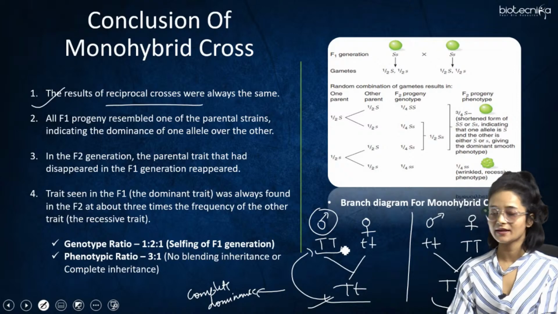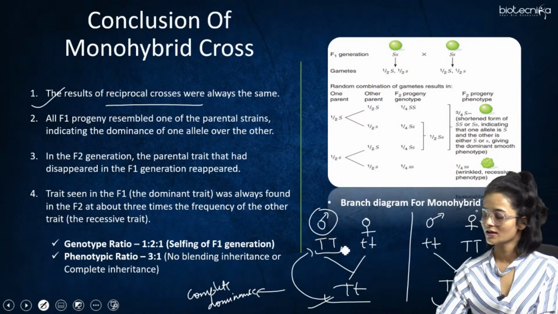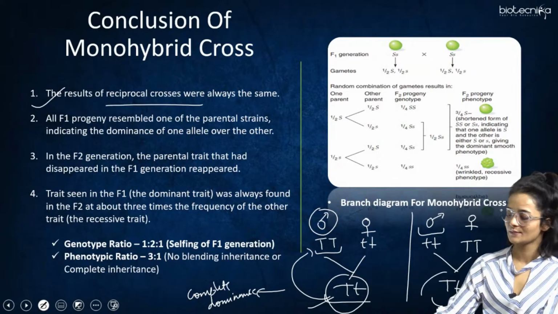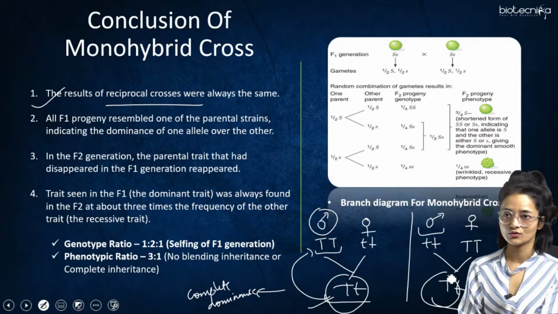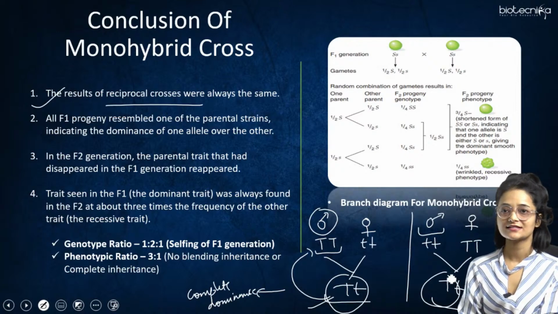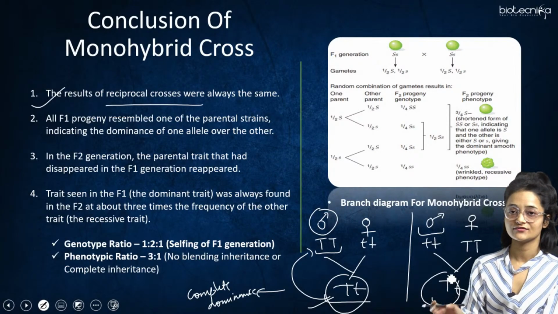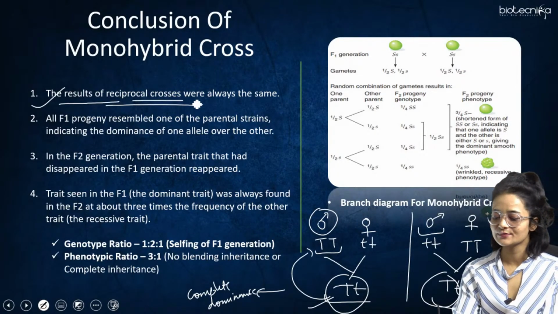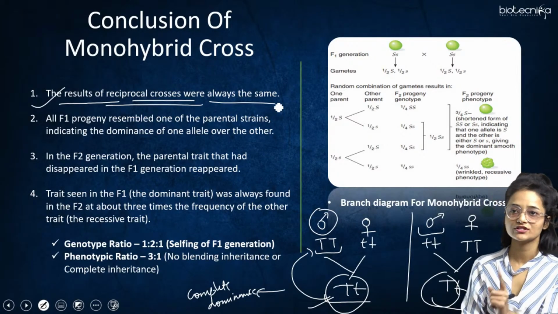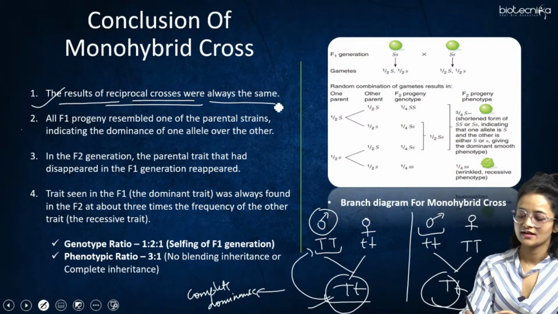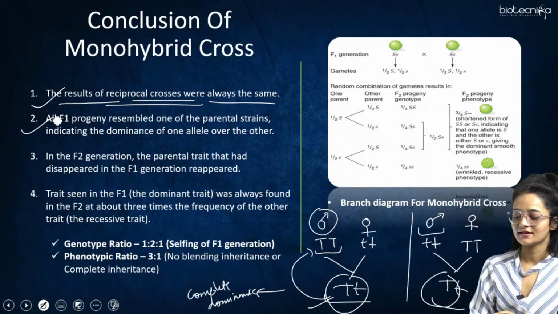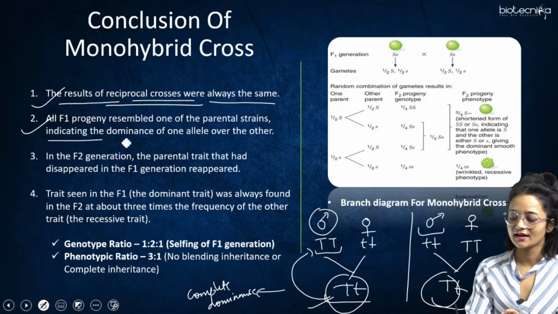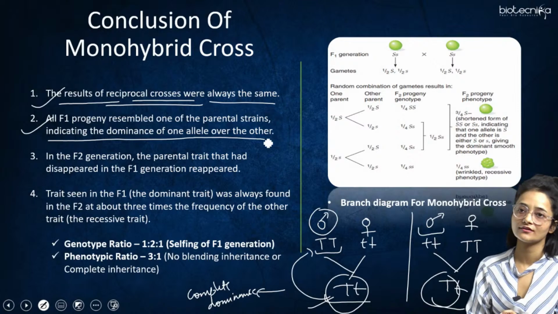Either it comes from male or female. In this case, the male was homozygous dominant. Here, the male is homozygous recessive. Then also the trait in the offspring remains the same in both the cases, right? This is known as the reciprocal cross. It is a monohybrid cross, and it basically tells that it is a nuclear division which is taking place, not a cytoplasmic one. So the result of the reciprocal crosses was always the same, right? That was the first conclusion that he made. Secondly, it was seen that all the F1 progeny resembled one of the parental strains, indicating the dominance of one allele over the other, right?